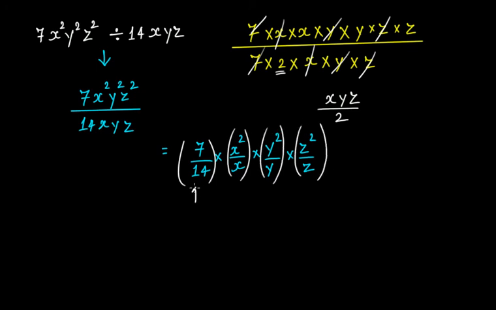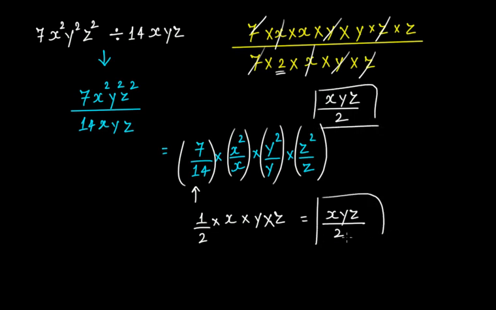So this gives you 1 by 2 multiplied by x squared by x, so x raised to the power of 2 minus 1, that is x, multiplied by y squared by y, so y raised to the power of 2 minus 1, that is y. Same thing here, z. So finally it's 1 multiplied by x multiplied by y multiplied by z. This will give you xyz, and in the denominator you have 2. So this is xyz by 2. Both these two answers are the same.